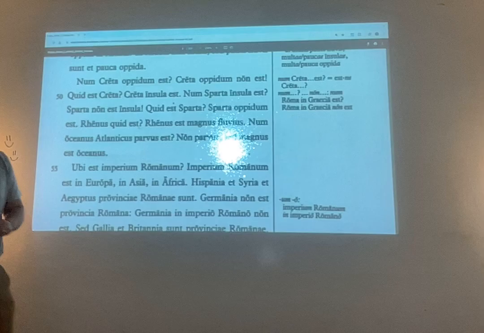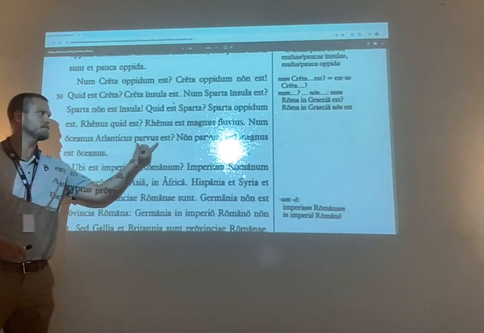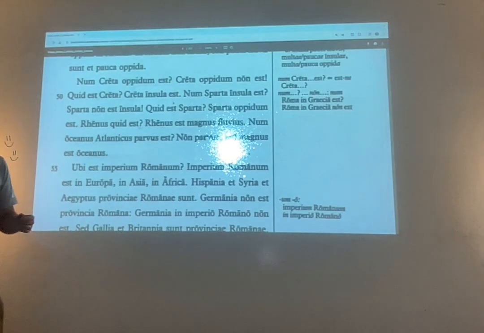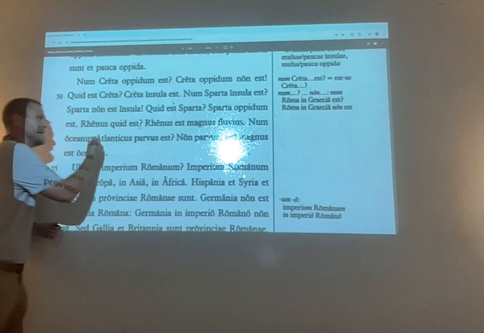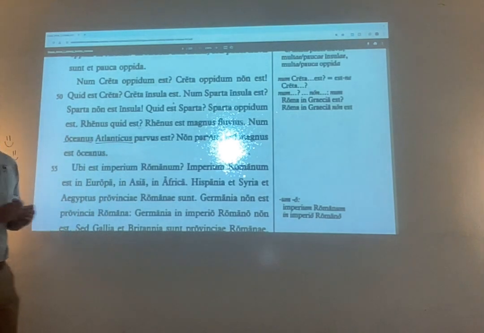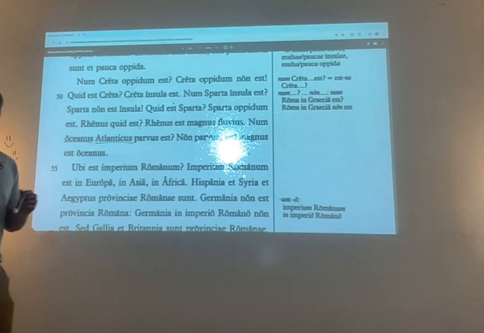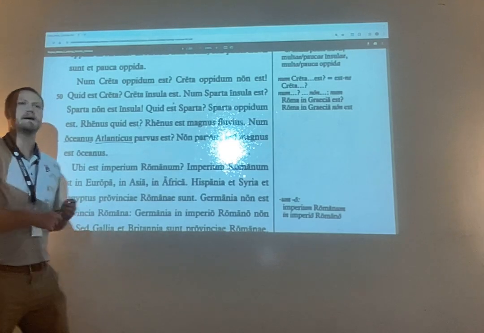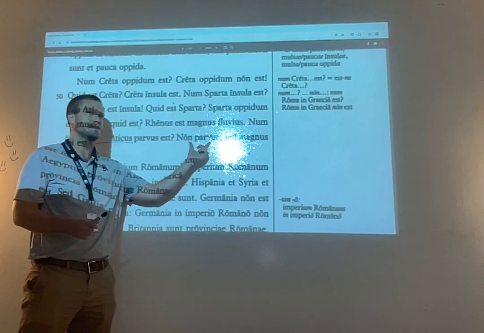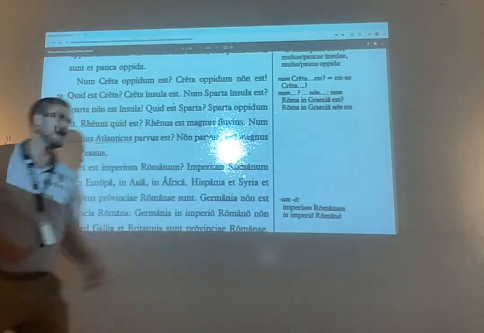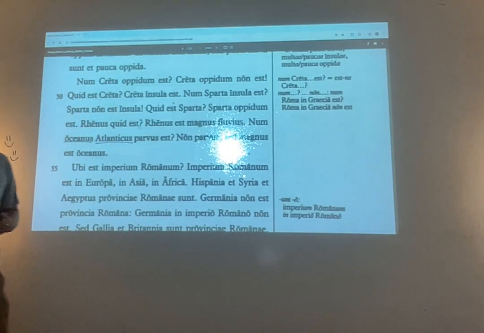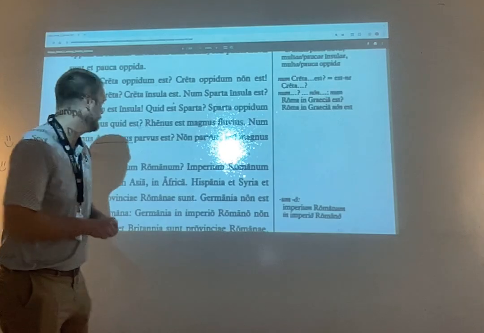So this next one, num oceanus Atlanticus parvus est. Atlanticus. There you go, the Atlantic Ocean. So, is the Atlantic Ocean small? No, and then the answer is non parvus. Not small. Magnus. That's big. Okay. But the ocean is big. Good. All right. Very, very good.